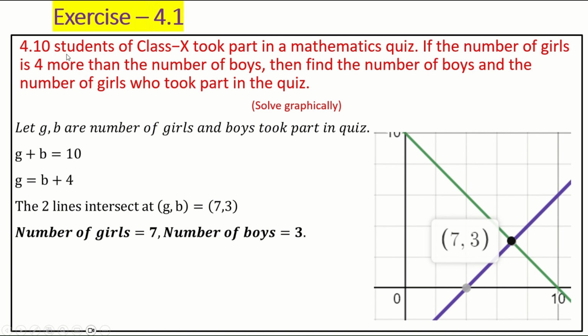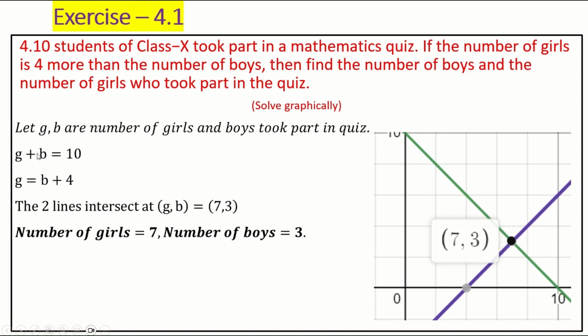Next, 10 students of class 10th took part in a mathematics quiz. If the number of girls is 4 more than the number of boys, then find the number of boys and the number of girls who took part in the quiz. If G and B are the number of girls and boys who took part in the quiz, G + B = 10, correct? There are a total of 10 students. And the number of girls is 4 more than boys, that means G = B + 4. So this is the second equation. These are the two equations.